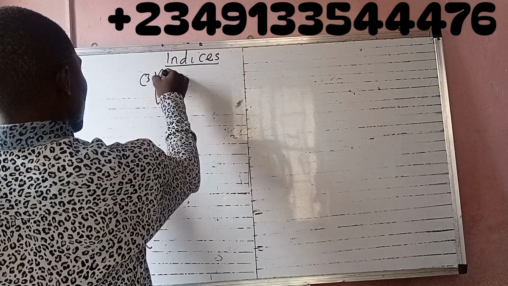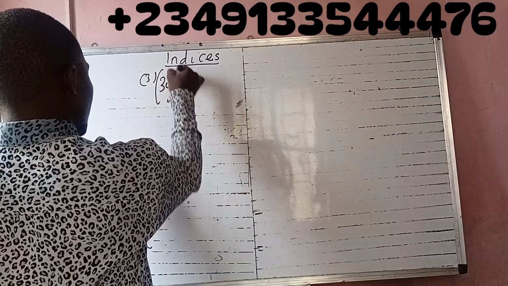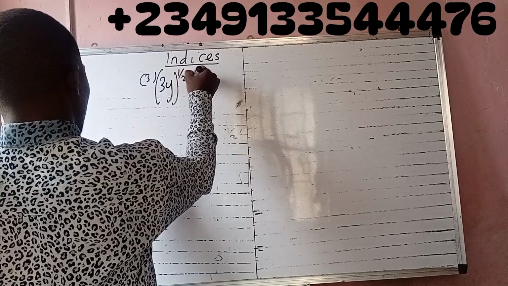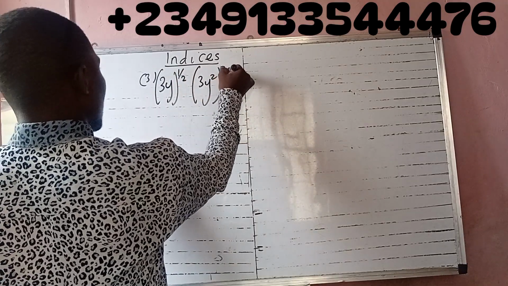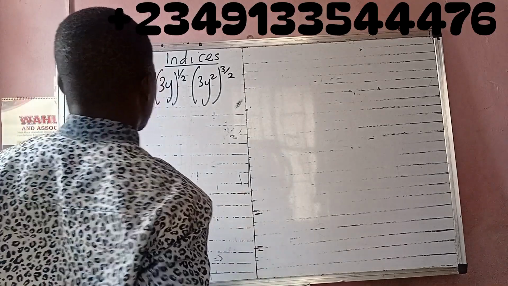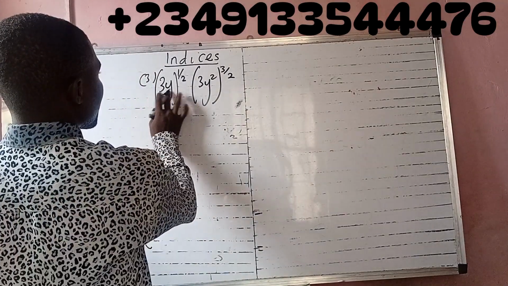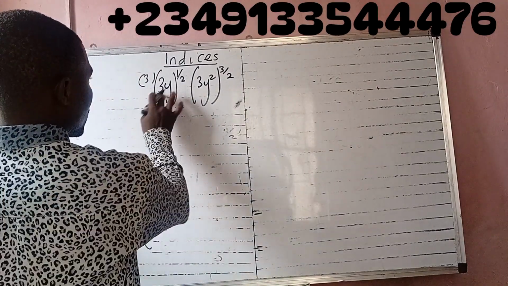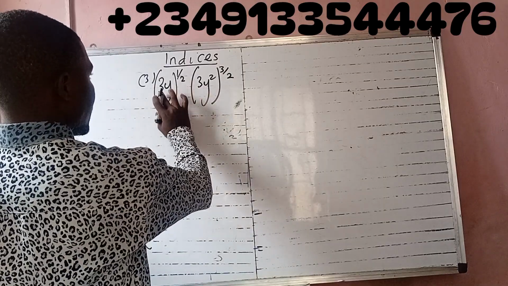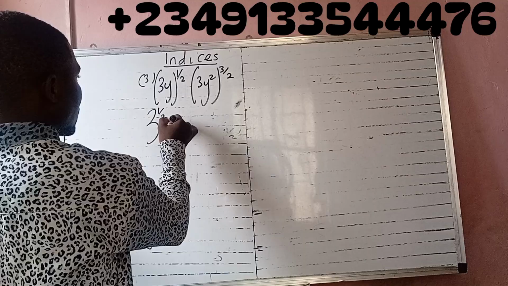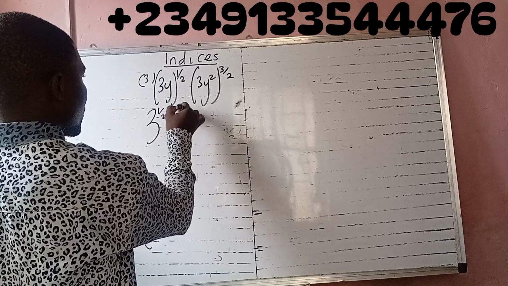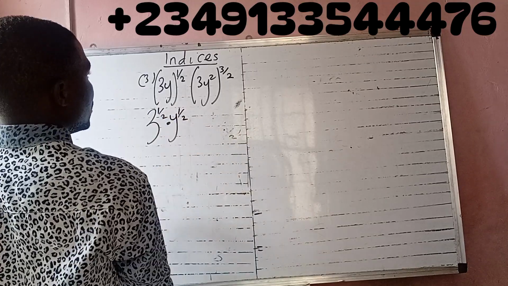It says 3y to the power 1 over 2, like this, so 3 over 2. Let's see, 3 is multiplying y. So we have two variables here. We can assign this power to the two. So we can say 3 to the power 1 over 2 times y to the power 1 over 2.